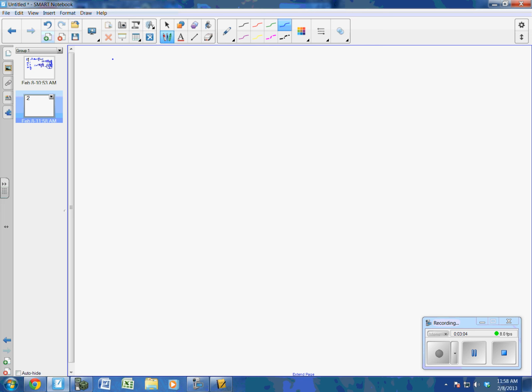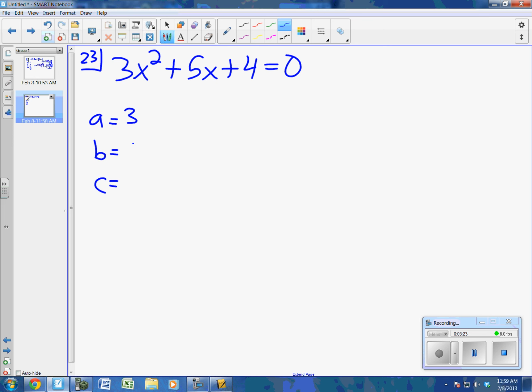Okay, 23, we're given 3x squared plus 5x plus 4 equals 0. And so we're going to find, wait, what number is this again? 23? Okay, we're going to find A, B, and C. What are they? 3, 5, and 4. Let's find the discriminant. B squared would be 25 minus 4 times 3 times 4. 48. And 25 minus 48 is? Negative 23 is our discriminant, right?